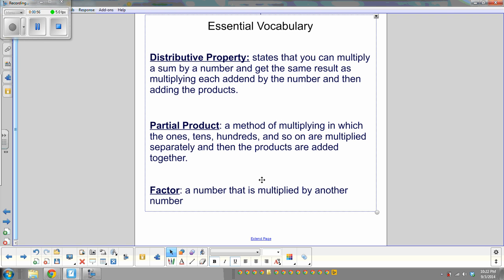Partial product is a method of multiplying in which the ones, tens, hundreds, and so on are multiplied separately, and then the products are added together. Again, this is something else that we're going to be working on later in the chapter, so just write the definition and the word down and leave a space for an example later on. And factor. A factor is a number that is multiplied by another number. 2 times 3. 2 is a factor, 3 is a factor, because they're multiplied by each other.